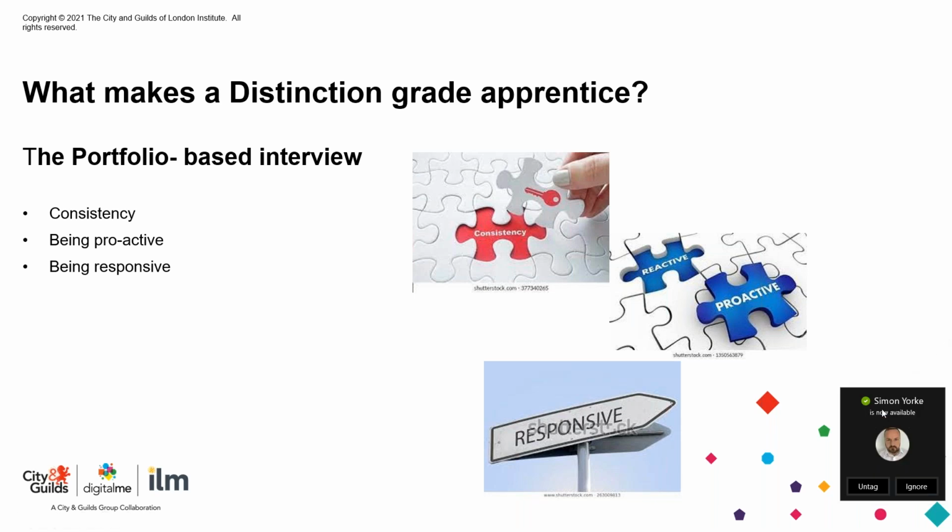Firstly, the portfolio-based interview. Consistency. Consistency features in many of the KSBs. For example, in IT, communications quality, they consistently show their competence. How can this be demonstrated in the process of assessment? Good examples, confidently spoken about, references to positive feedback over time. This is what we're looking for.